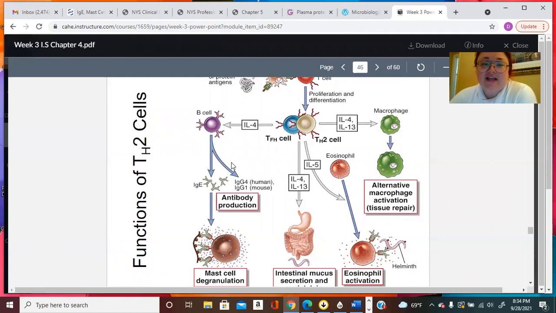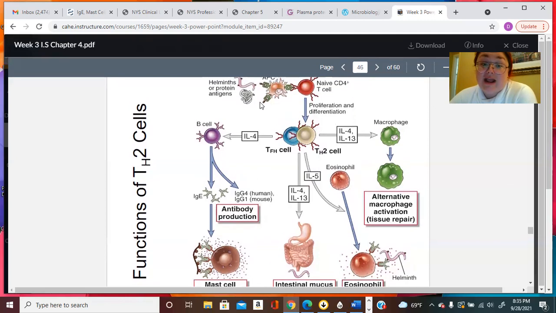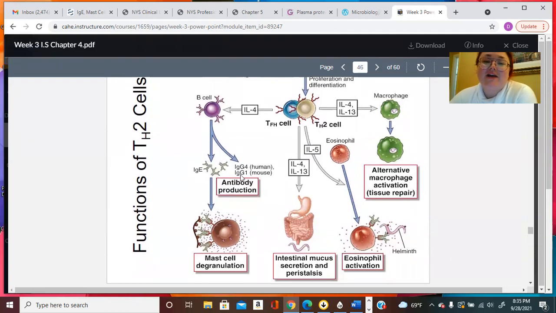So in this case, it's the same thing as before. A B cell is going to be activated with antigen. It's going to go through clonal expansion. It's going to differentiate into plasma cells. In this case, we're talking about a parasite. So it's going to produce not only its normal IgM, IgG, but it's also going to produce IgE antibodies, because recall that IgE immunoglobulins respond to parasitic infections, okay?